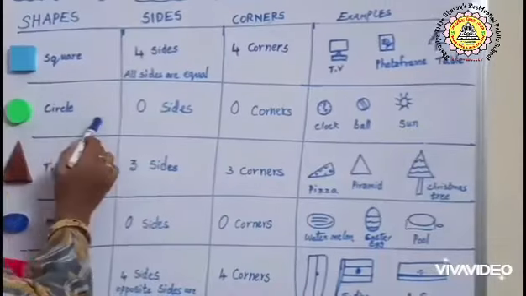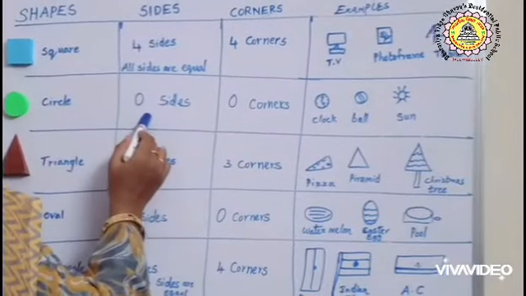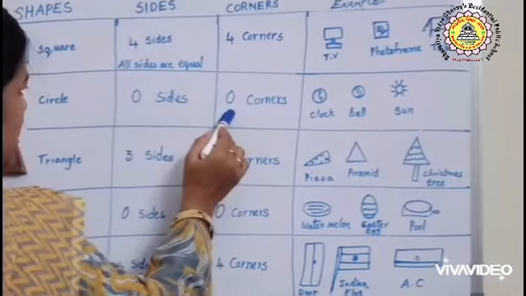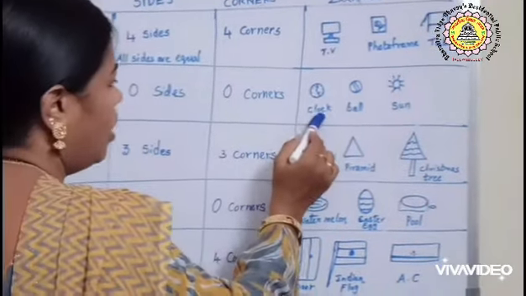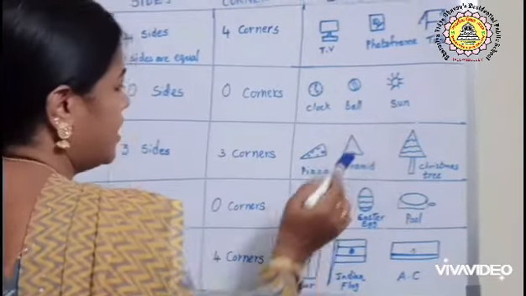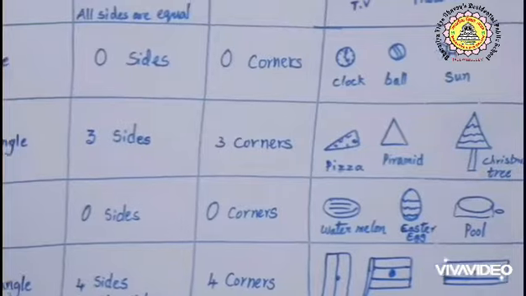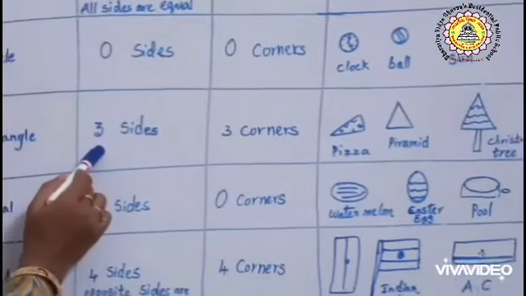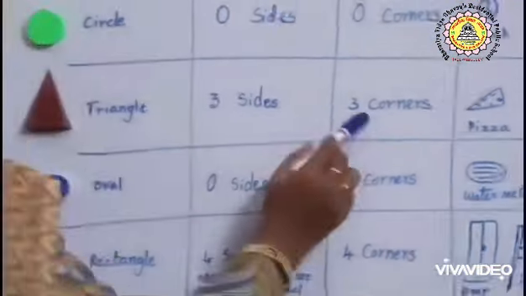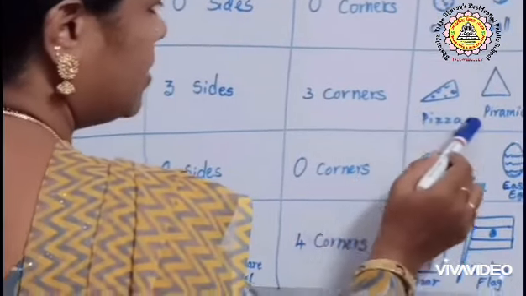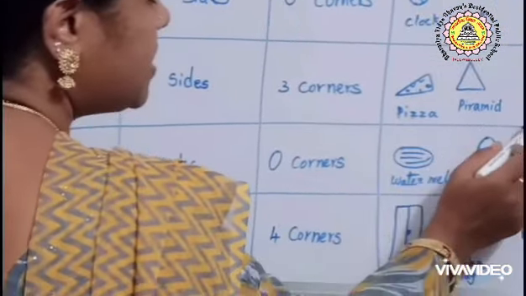Circle. Circle has no sides, 0 sides and 0 corners. It looks like clock, ball, sun. Triangle. Triangle has 3 sides and 3 corners. Examples for triangle are pizza, pyramid, Christmas tree.